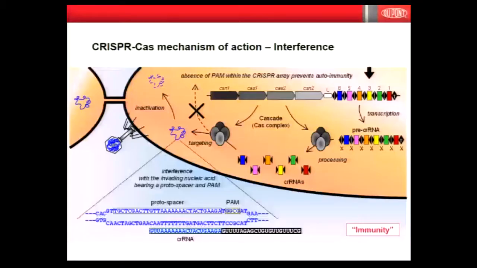The fact that in the target DNA there is a need for this PAM motif, just adjacent to the target sequence, is a way for the cell to avoid autoimmunity, because the same sequence corresponding to those small RNAs is present in the CRISPR array. But in this location in the genome, there is no PAM associated to the target, there is a repeat. And this is a way for the cell to discriminate between self and non-self. I hope this is clear.